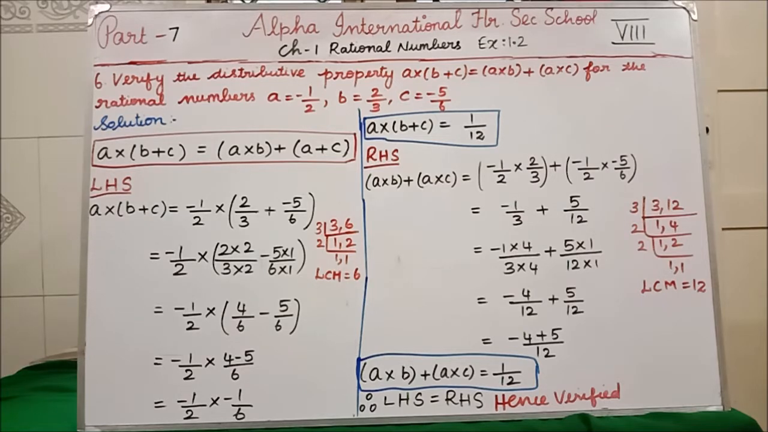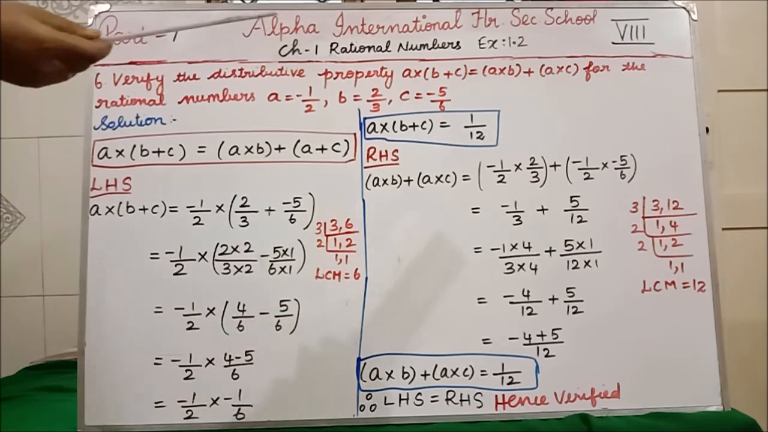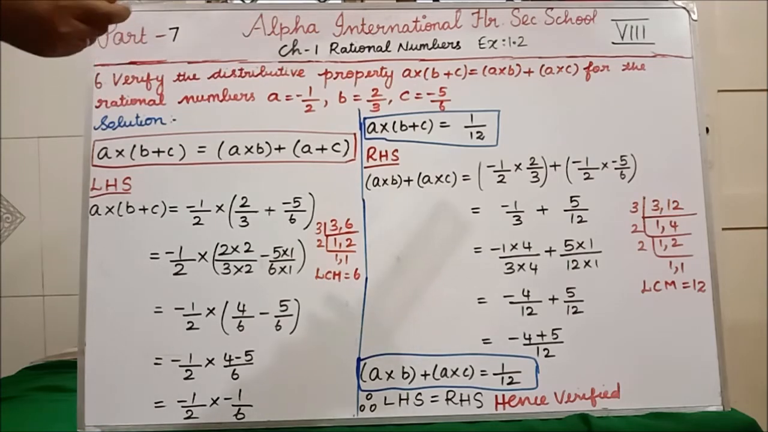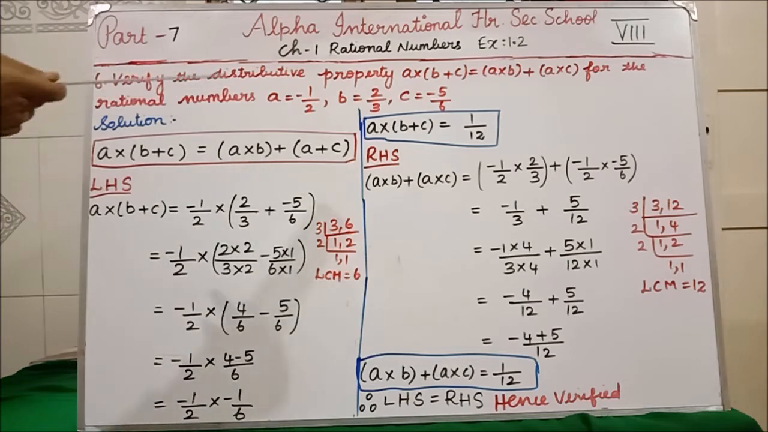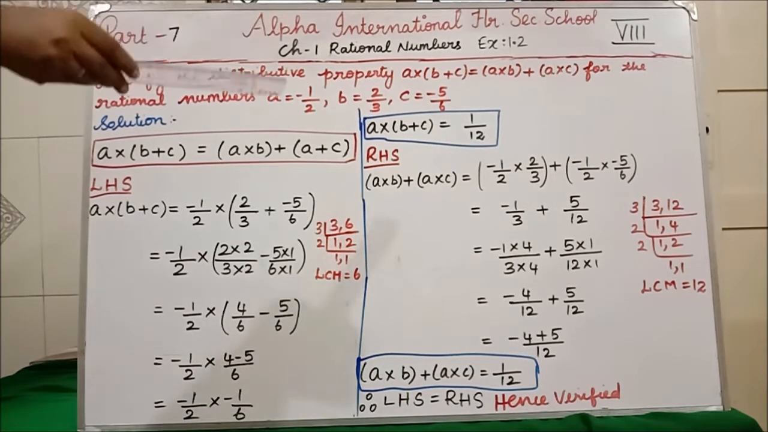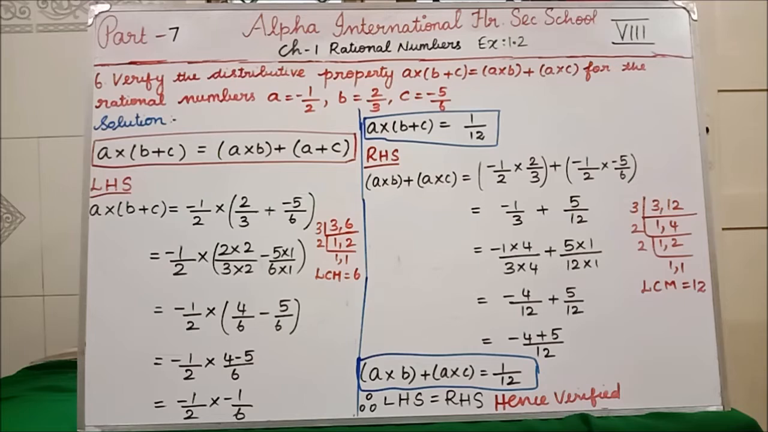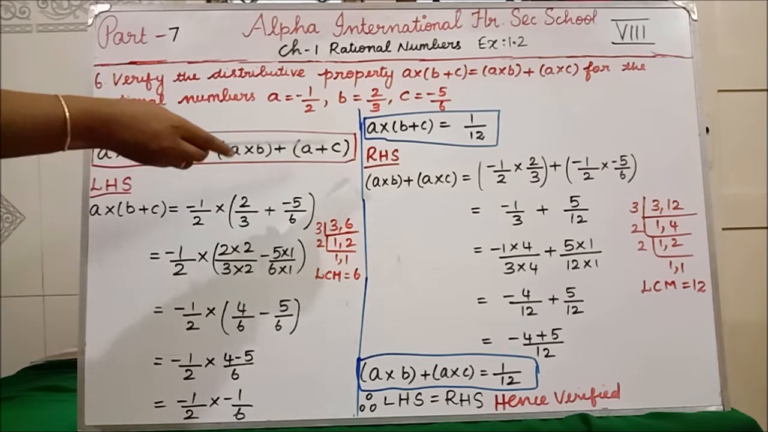Now see the question. Verify the distributive property A into (B plus C) equals A into B plus A into C for the rational numbers A equals minus 1 by 2, B equals 2 by 3, C equals minus 5 by 6. Clear, students? In the 6th question, they themselves have given the distributive property formula. See what it is: A into (B plus C) equals A into B plus A into C.